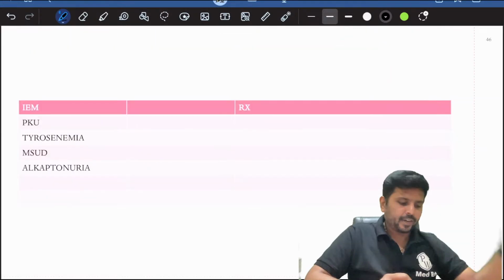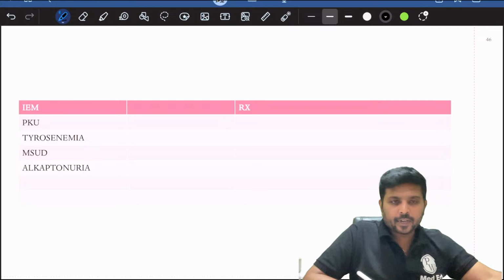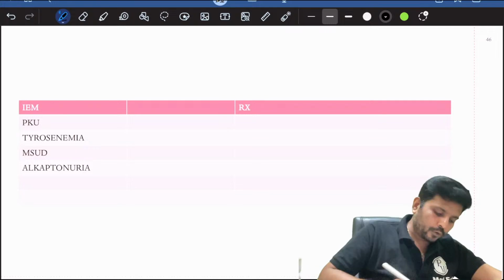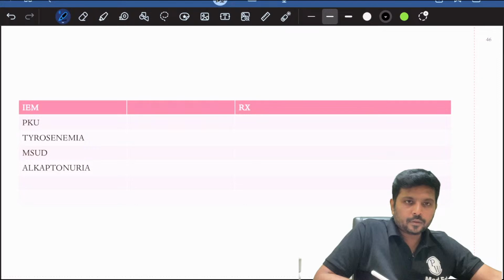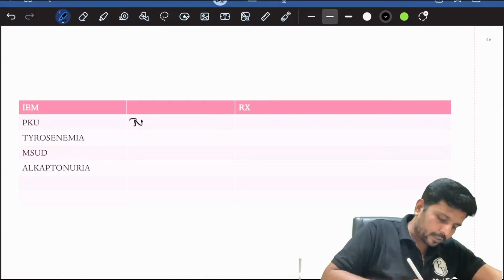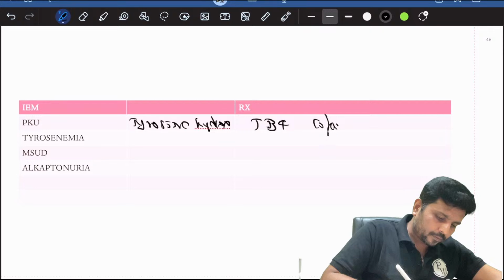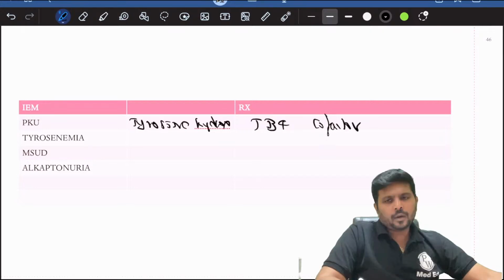Finally, phenylketonuria is mainly due to phenylalanine hydroxylase deficiency. Treatment is tetrahydrobiopterin cofactor, and also a protein restricted diet.